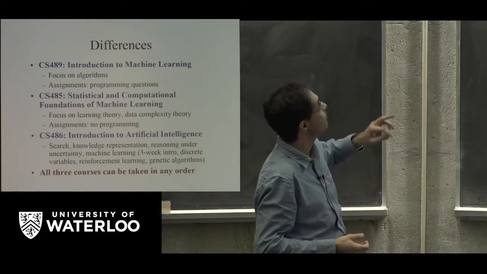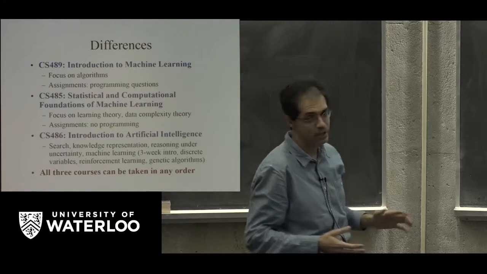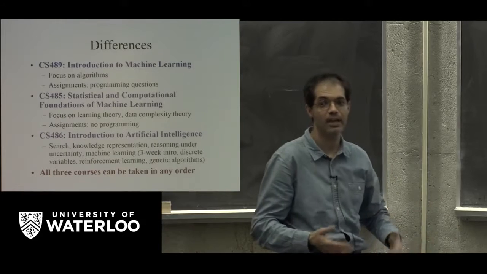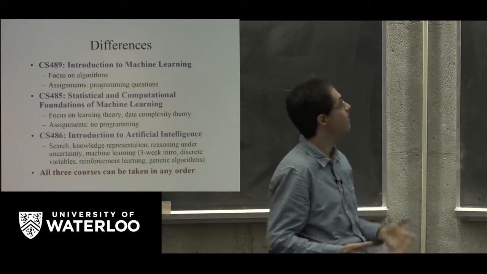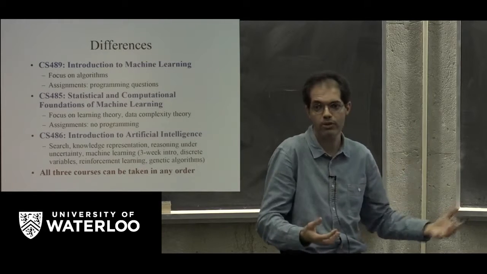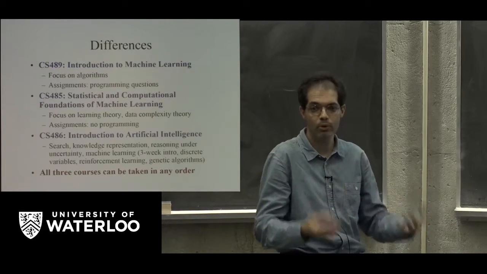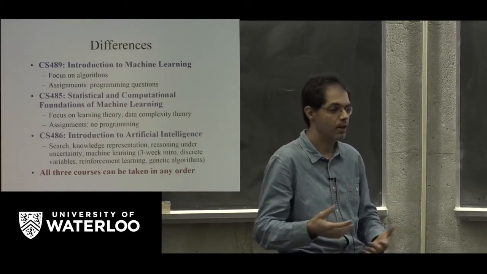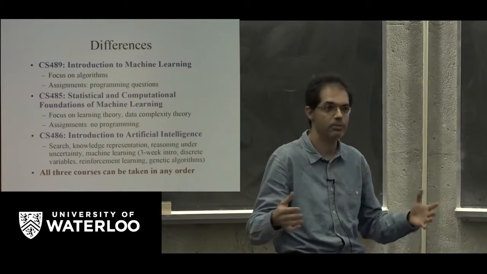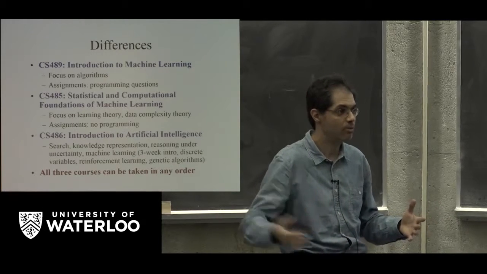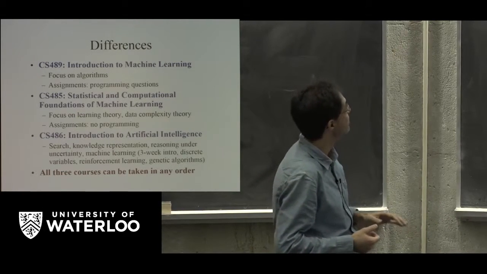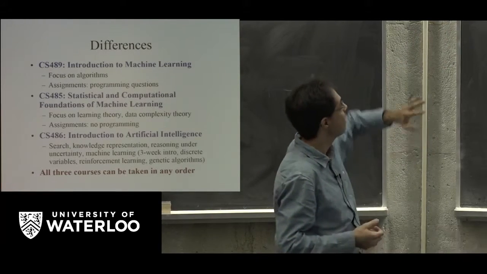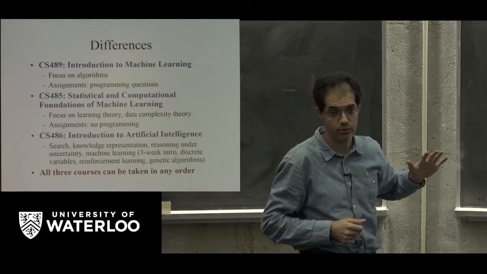Now, there's also CS45, Statistical and Computational Foundations of Machine Learning, which is more theoretical. The focus is on learning theory as well as data complexity theory. In other words, here we look at questions of when is a problem learnable, what does it require in terms of resources, and then also how can we generalize complexity theory to take into account data as well. There are some really interesting questions here, but it is more theoretical, so there won't be any programming assignments. I also encourage you to consider this course.